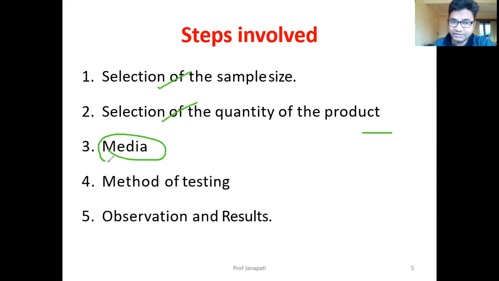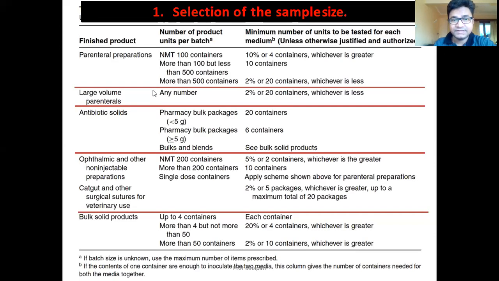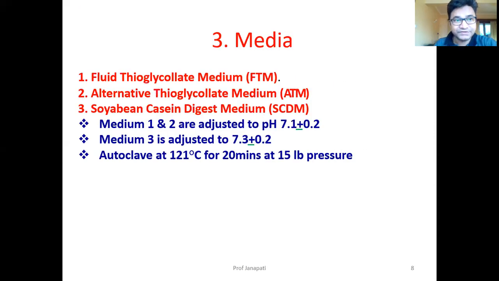Now we are going to study about the media. What is the media? Please try to concentrate. There are three types of media which we can use. Fluid thioglycolate medium; in the coming slide, I will tell the composition as well as which microorganisms can be assessed. Alternate thioglycolate medium, with little advanced changes. Then soybean casein digest medium.